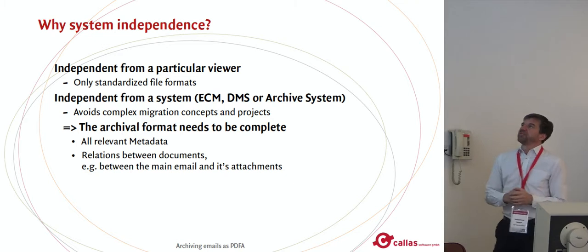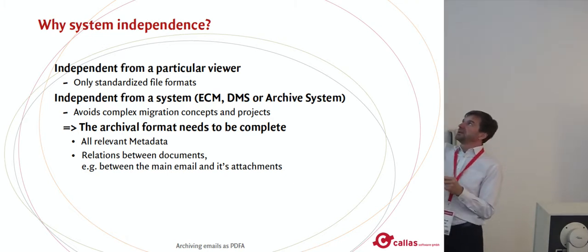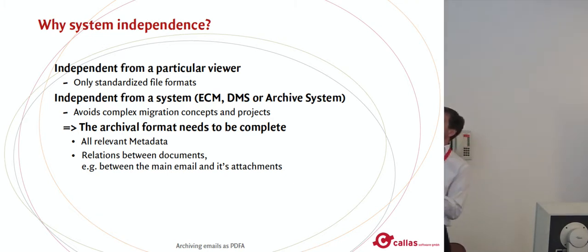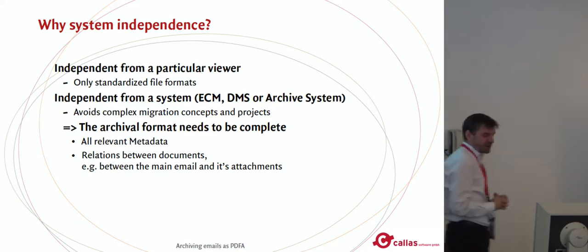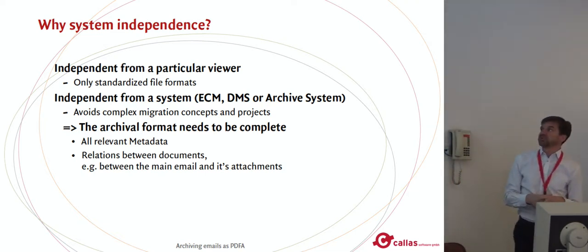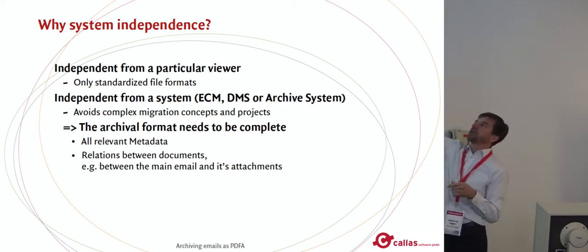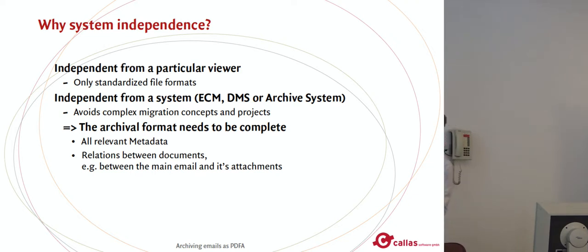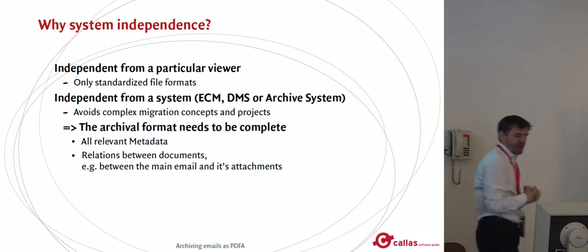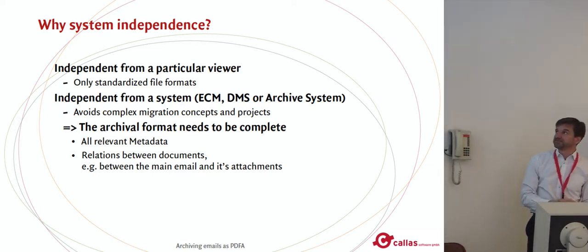So the conclusion is the archive format needs to be complete. It needs to have all the metadata embedded into the archive format. And for email, that means an email needs to be present in the archive in conjunction with its attachments. So the relation between the main part of the email body and the attachments should be part of the email as we save it into our archive.